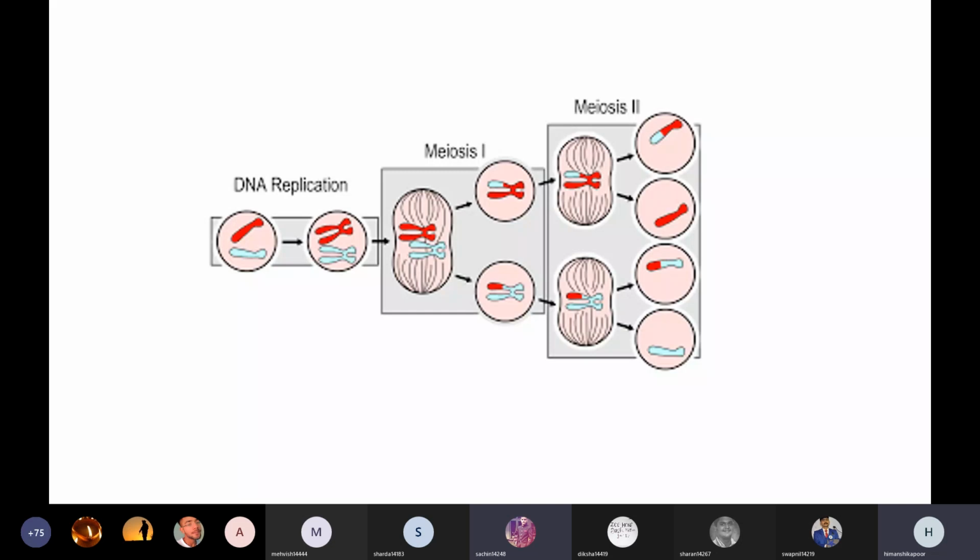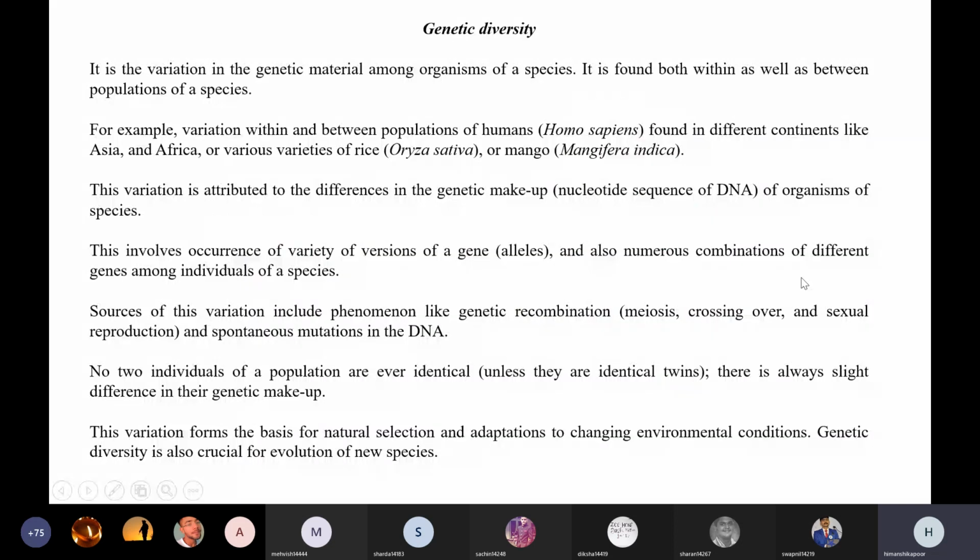So mutations in the DNA and genetic recombination lead to genetic diversity. So that is why no two individuals of a population are ever identical. जब तक वो identical twins नहीं है, तब तक they will never ever be identical. So there will always be a slight difference. And why does this genetic variation occur? Now we have understood that genetic variation exists, but what is the benefit of this genetic variation?